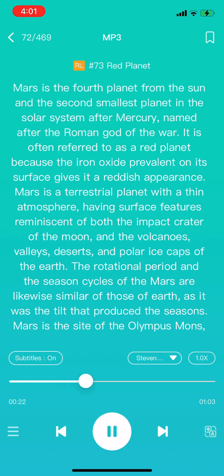The rotational period and the seasonal cycles of Mars are likewise similar to those of Earth, as it is the tilt that produces the seasons. Mars is the site of Olympus Mons, the largest volcano and the second largest known mountain in the solar system, and the Valles Marineris, one of the largest canyons in the solar system.